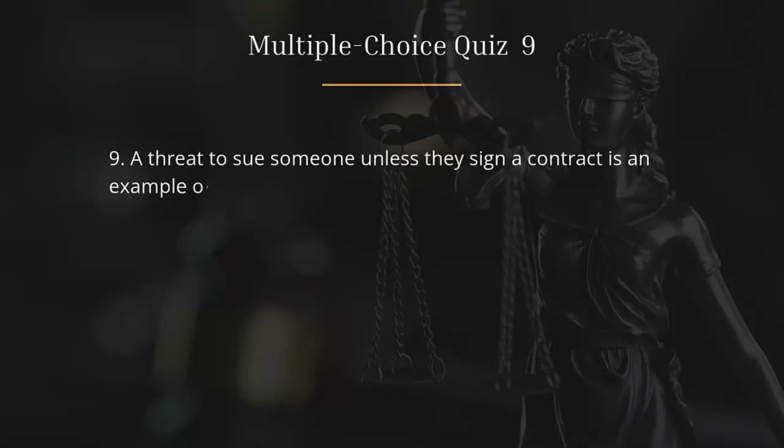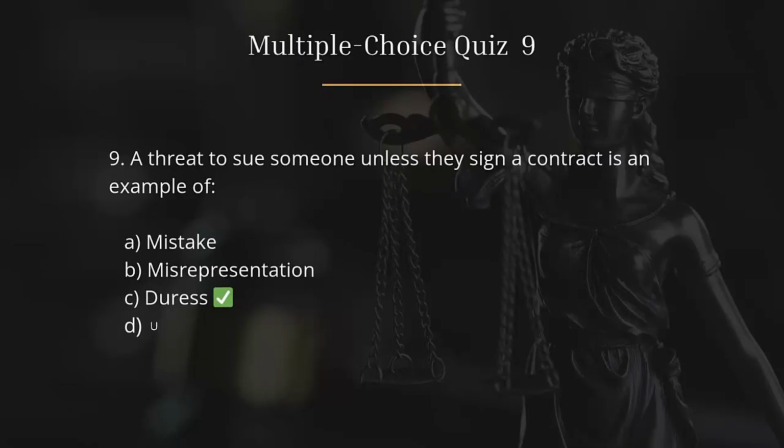Multiple choice quiz 9. A threat to sue someone unless they sign a contract is an example of A. Mistake, B. Misrepresentation, C. Duress, D. Unconscionability.